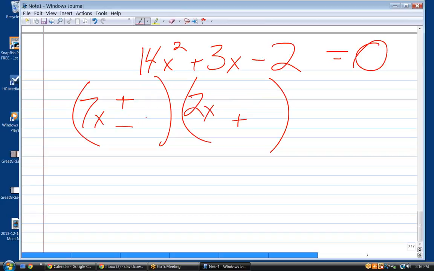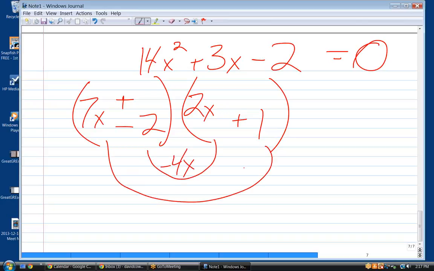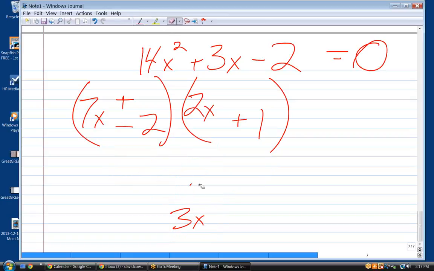Yeah. Okay. 2 and 1. And now it does work. That's minus 4x. That's plus 7x. That gives us 3x. So it's not totally trial and error. In other words, once you find something that's close, only off by the sign, then it's easy. You only have to try one more thing. You don't have to try all 4 possibilities.